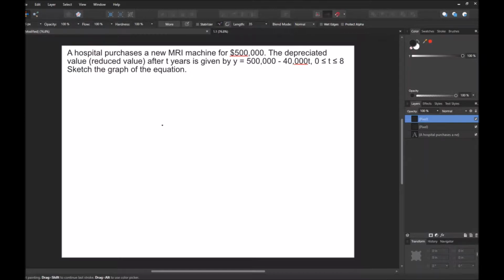So first we're just going to make a table and plug in some points, and with those points we're just going to maybe plot 2 or 3, and from there we can sketch a pretty accurate graph of the equation.